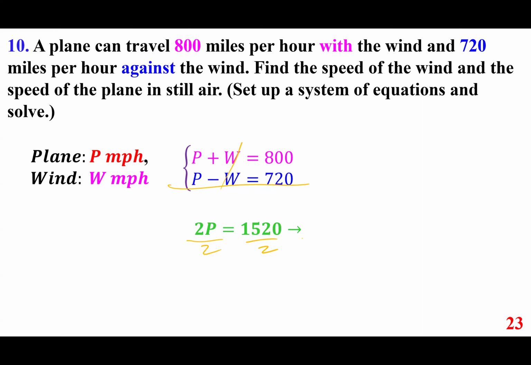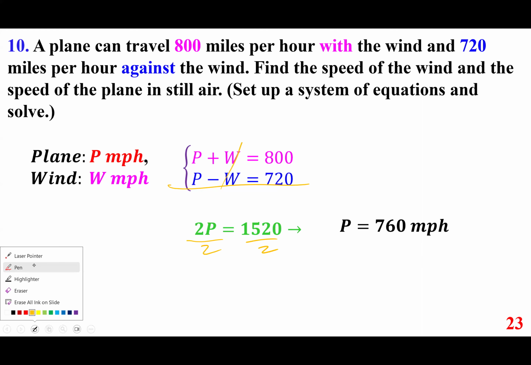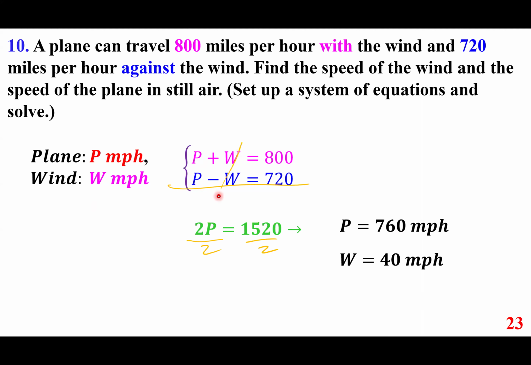Division by 2, P is 760 miles per hour. So if the plane is doing 760 miles per hour, this must be plus what number to give us 800 miles per hour. And you can clearly check it with this one. It doesn't take long. It's a split second. And we're done. Very straightforward, everybody.